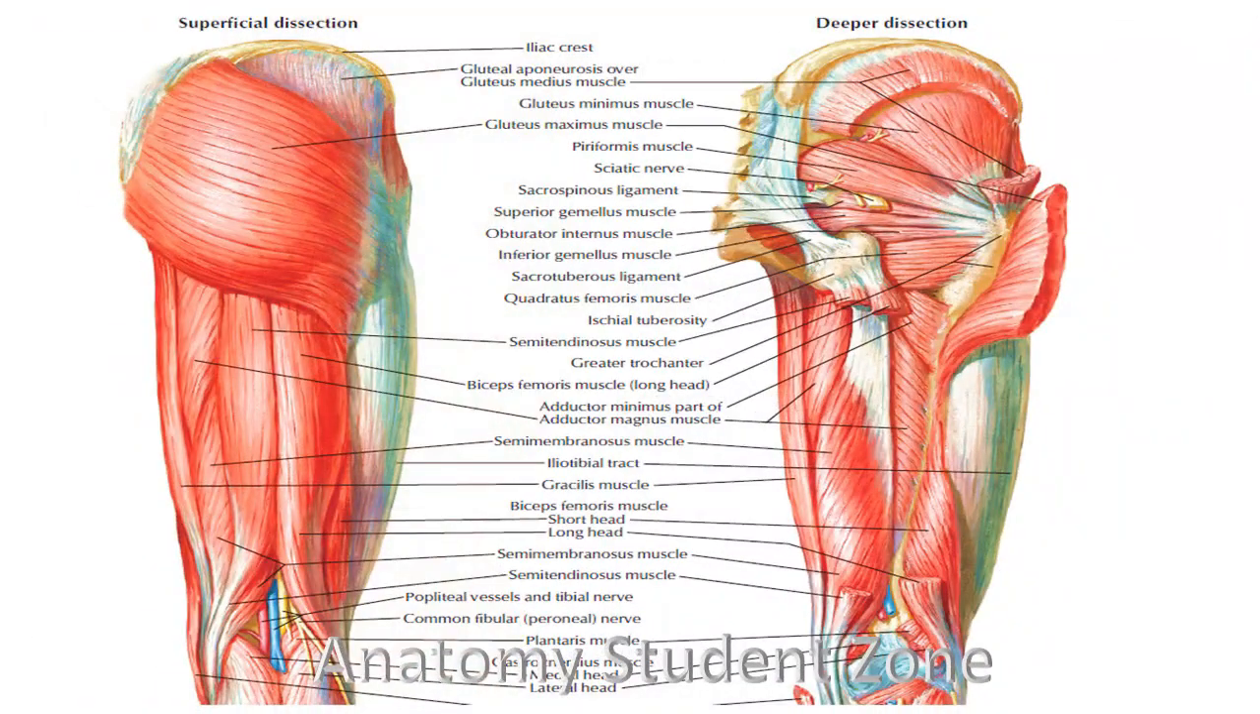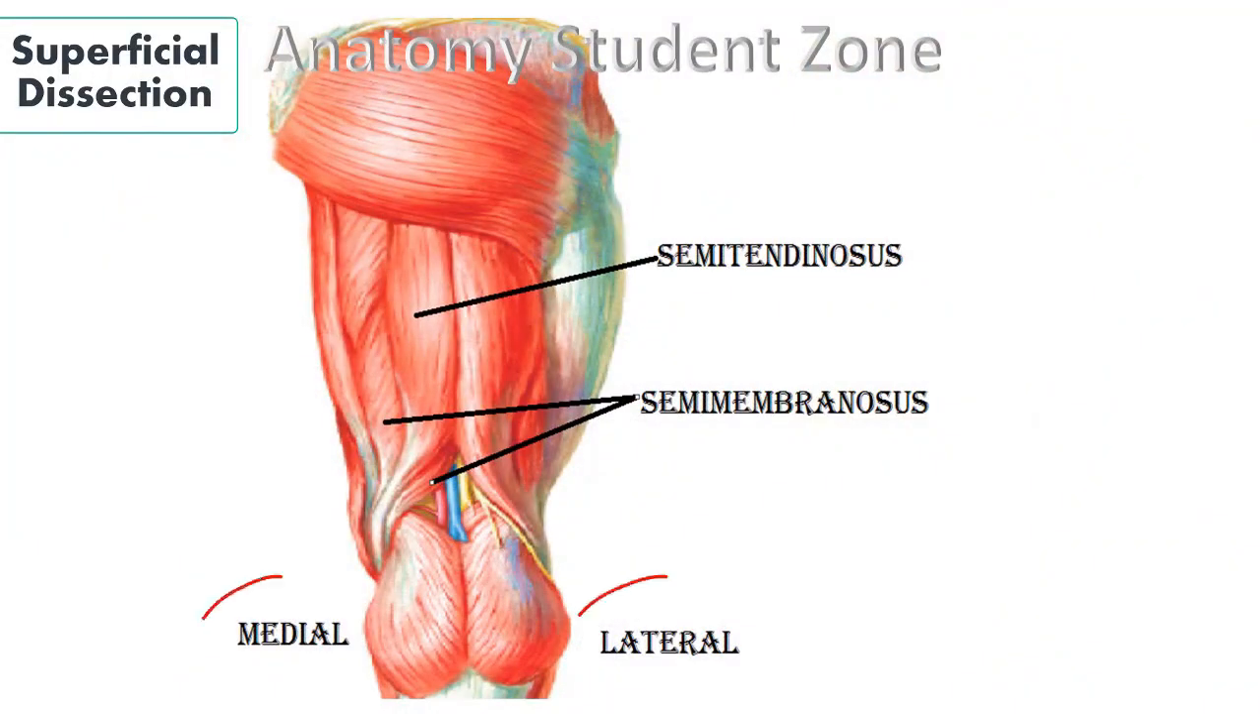Now focus on this image of the posterior aspect of the thigh. On the left side superficial dissection is shown and on the right side deep dissection is shown. Now I will give you some tips for the identification of these muscles that will help you in a dissection. First, identify the medial and the lateral side of the body on the posterior aspect of the thigh. So the body should be placed posteriorly, and on the posterior side you have to identify the medial and the lateral side of the body.